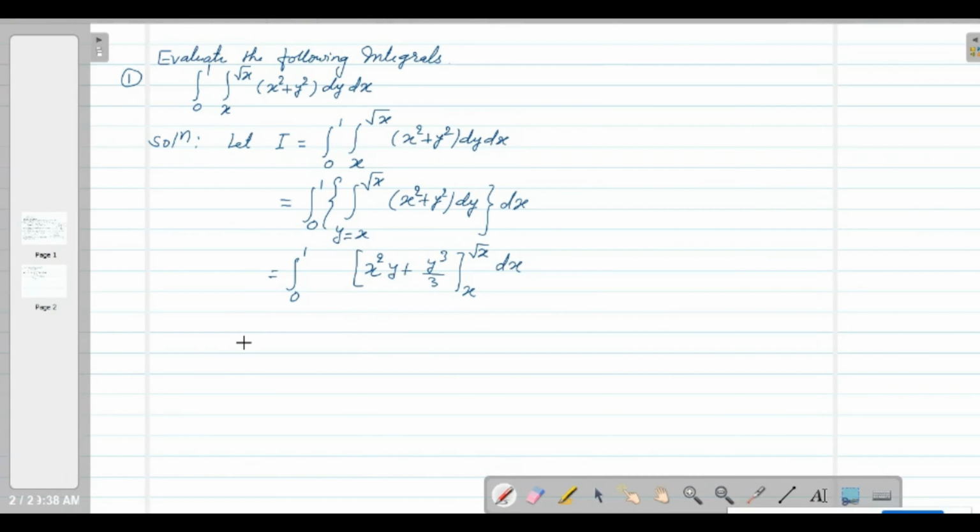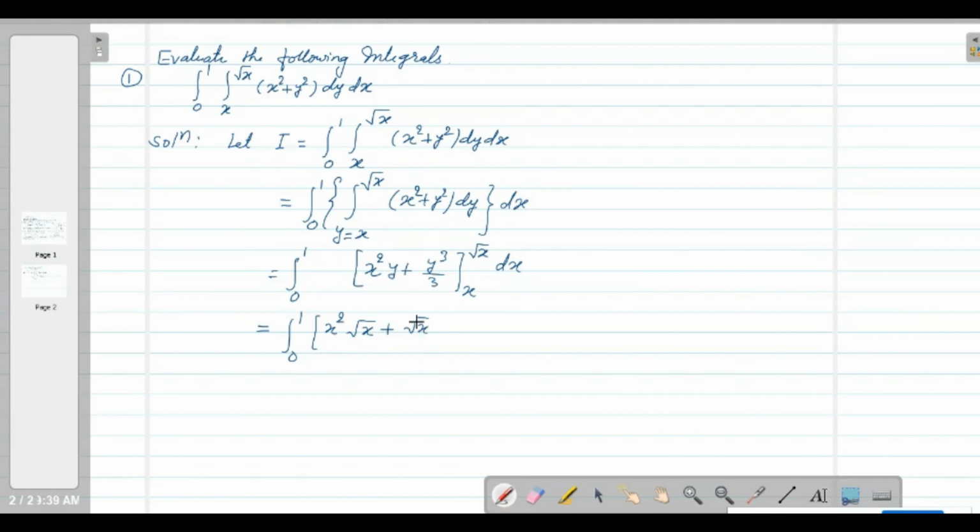Okay, now this is integration of limit 0 to 1. Now provide limit, upper limit कहाँ पे पुट करना है? Instead of y we will put root x as the upper limit, and instead of y cube we put root x cube. Okay, and lower limit is what? So again minus, instead of y we put the lower limit, and instead of y cube we put the lower limit. Just substitute this. So this is x square, upper limit is root x.